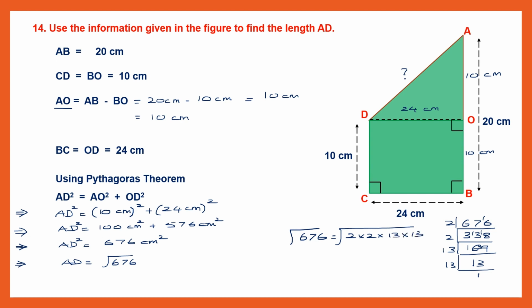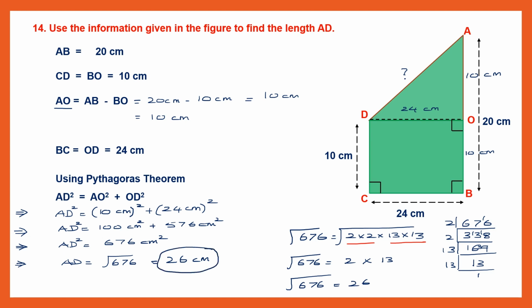Now let's pair this up. So we can pair 2 and 2 and 13 and 13. Now the square root of 676 will be, take 1 from each pair, 2 into 13. That is, 2 into 13 is 26. So the square root of 676 is 26. So here we have found the length of AD. AD is equal to 26 centimeters. So this is our answer. AD is equal to 26 centimeters.